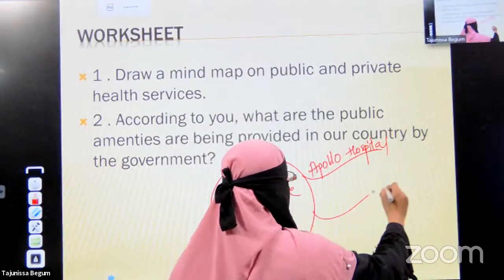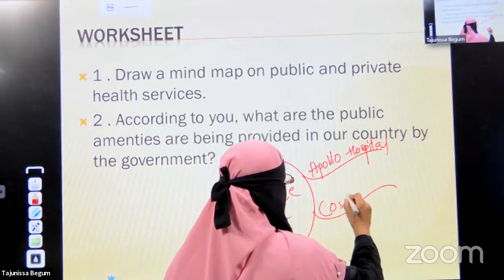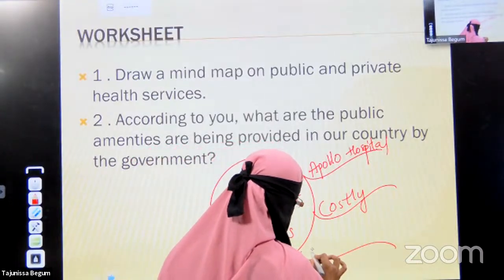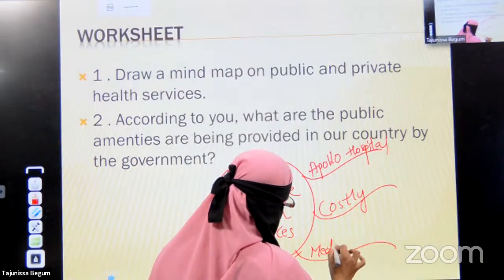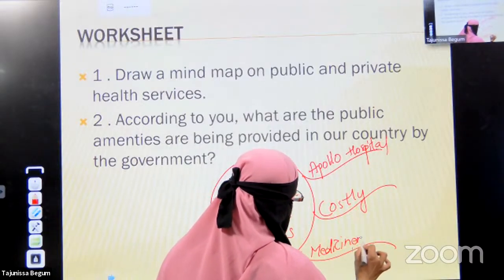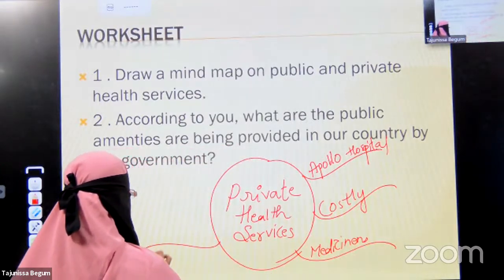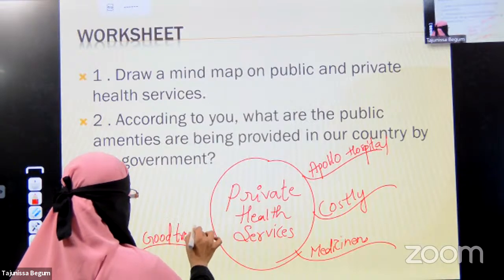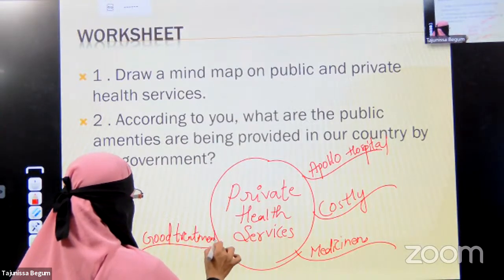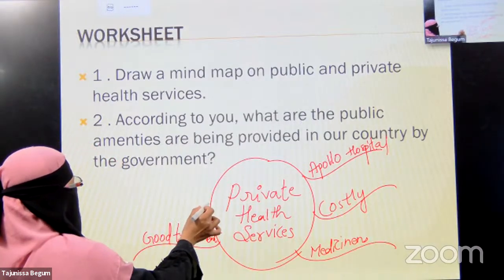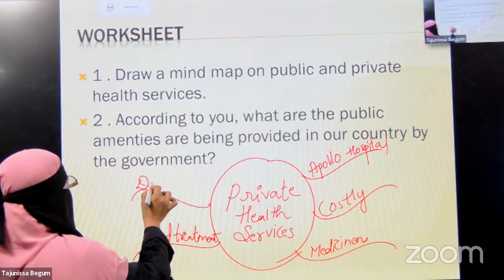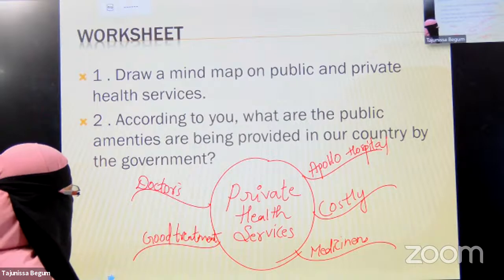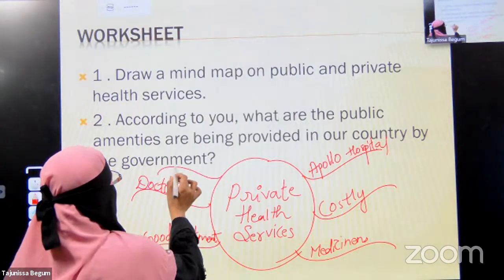Then free of cost, you have to pay. It is costly. Expense is costly. Medicines are costly. Yes. Then good treatment. More. The doctors will be on their toes. More. We can save time.